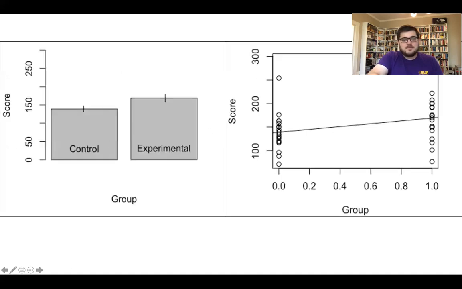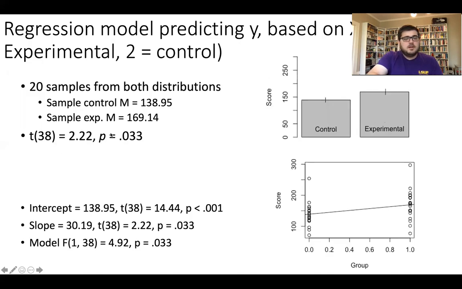So side by side, we have 2 different ways of representing the same data. You have a bar chart showing this is sample mean number 1, this is sample mean number 2. Or you could have a scatter plot where you say, look, here are all the data points spread around for the control group, and its mean is right here. And the experimental group, mean is right here. We saw that when you do a t-test, you get t with degrees of freedom 38 equals 2.22, and the probability of getting a t-value that high or higher is 0.033. Let's look at the regression output and see if we see any similarities.